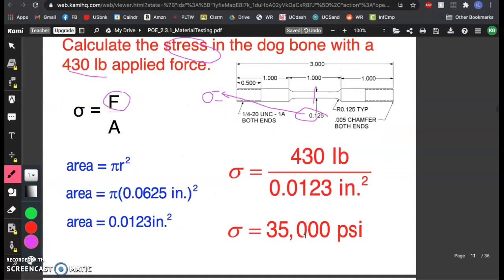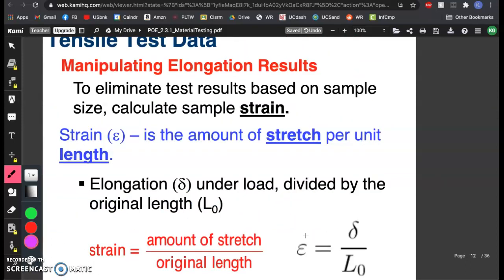So the other part of that is how much strain. So how much is this material pulling?